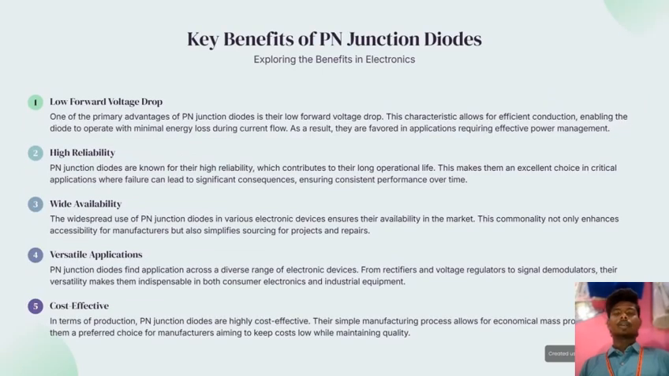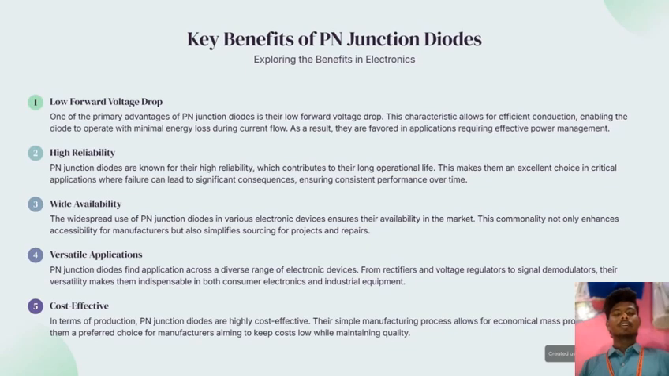Key benefits of PN junction diodes. Exploring the benefits in electronics. Number 1. Low forward voltage drop. One of the primary advantages of PN junction diodes is their low forward voltage drop. This characteristic allows for efficient conduction, enabling the diode to operate with minimal energy loss during current flow. As a result, they are favored in applications requiring effective power management.